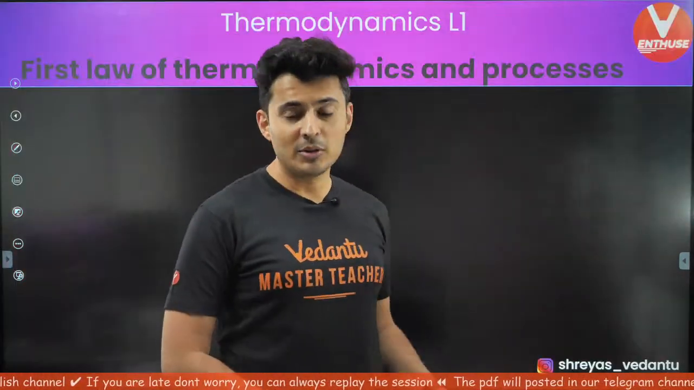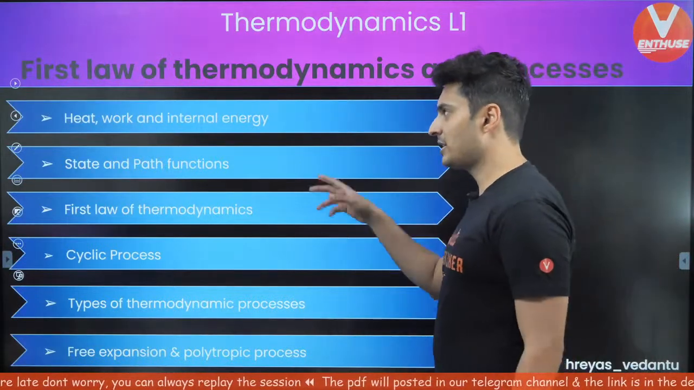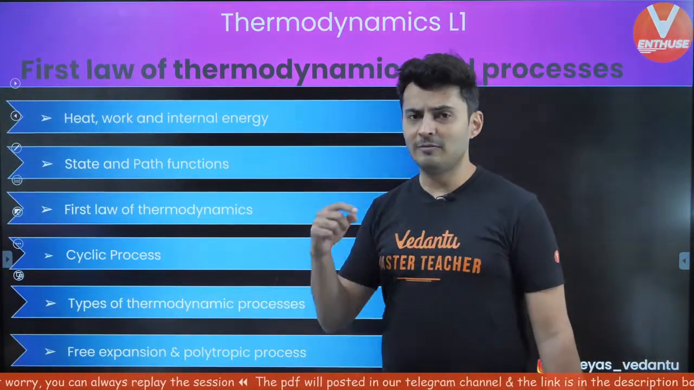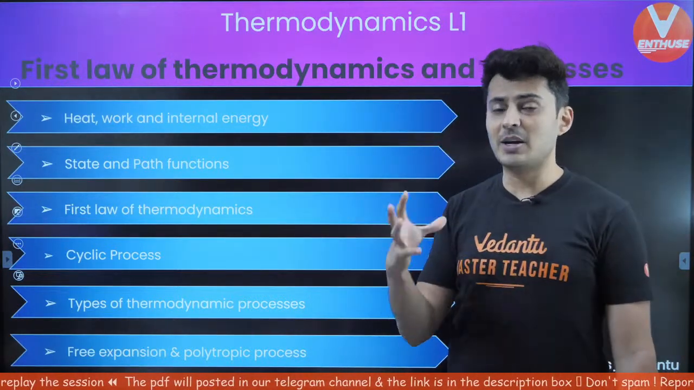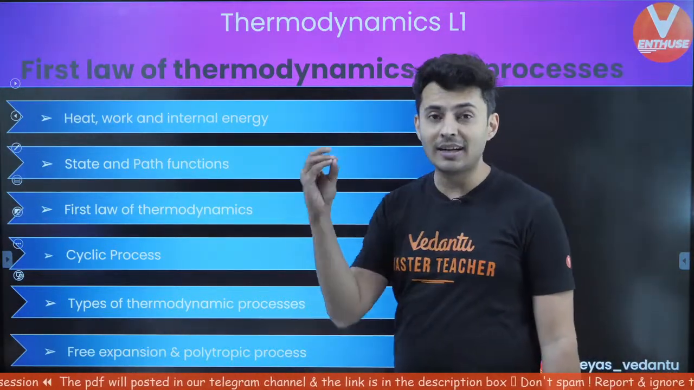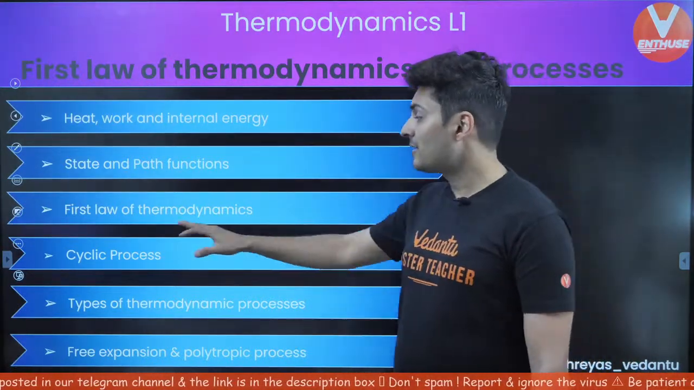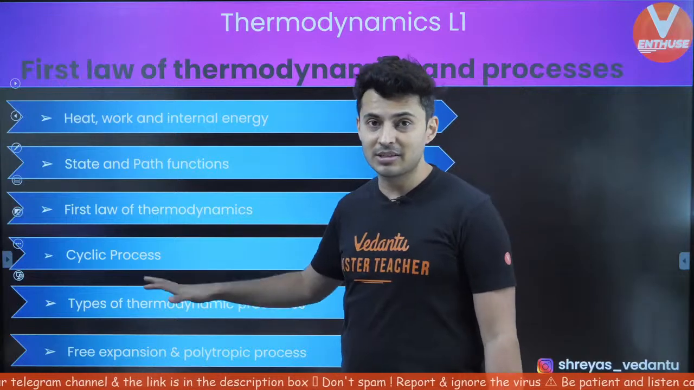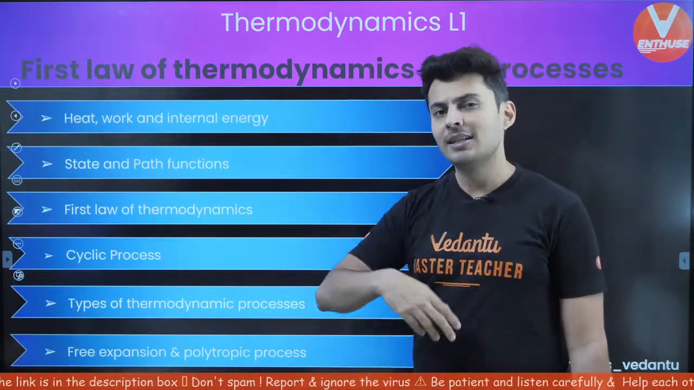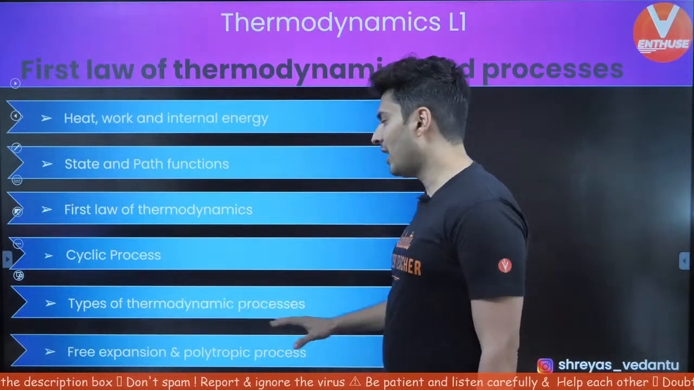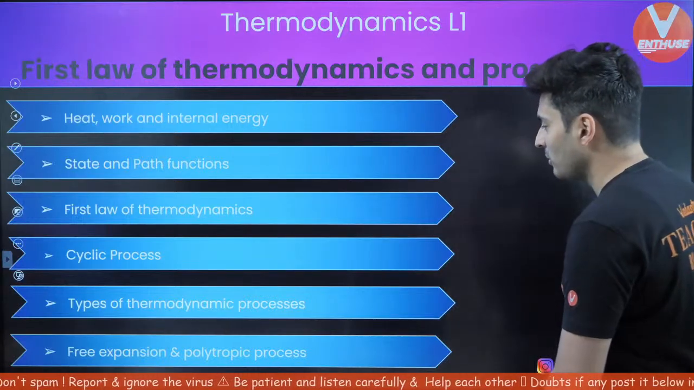And what are we going to study in today's class? Let's have a quick look at it. Heat, work, internal energy, the basic formulas, sign conventions, and also what is the meaning of state functions, systems, path functions, first law and its application, cyclic processes. We are going to have an overview of it. There is a dedicated lecture on cyclic process and the second law with heat engines and refrigeration. That's going to happen next time. And types of thermodynamic processes and free expansion, of course, along with polytropic process.